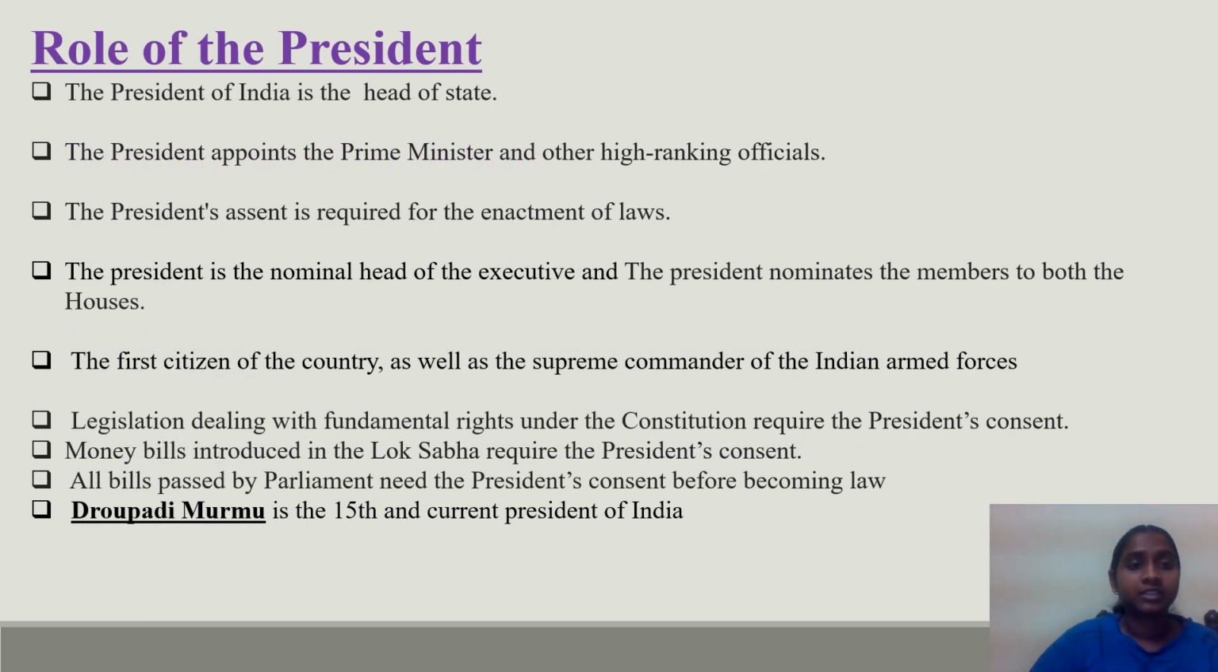Role of President. The President of India is the head of the state. The President appoints the Prime Minister and high-ranking officials. The President's assent is required for enactment of laws.